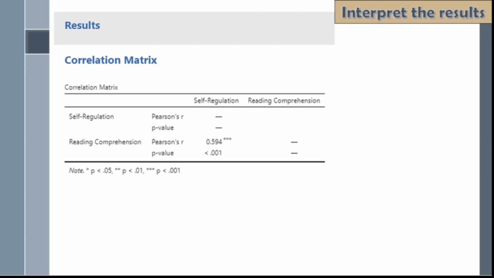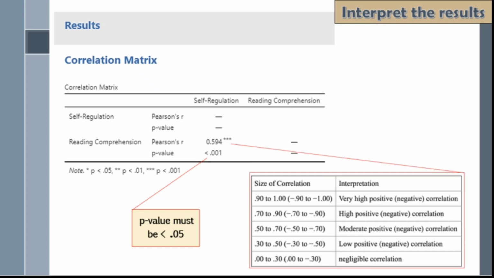When it comes to interpretation of results, these are the parts that you have to pay attention to. To be able to know if there is a significant correlation, the p-value must be less than 0.05. And to interpret the results of Pearson's r, look at this table. If we got 0.90 to 1 or -0.90 to -1, the interpretation is very high positive or negative correlation.